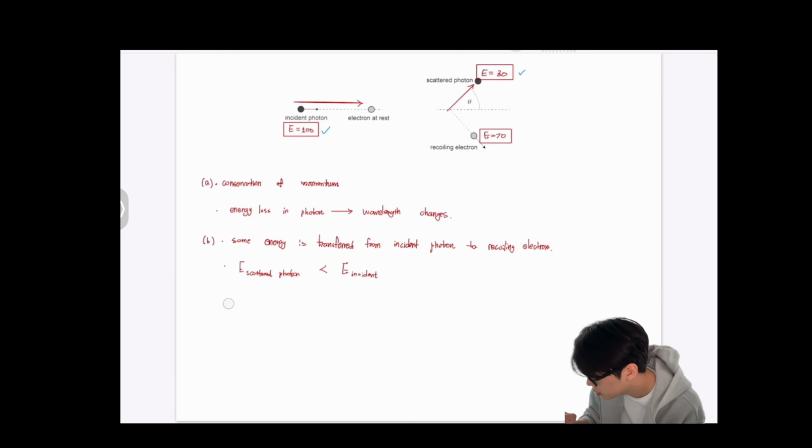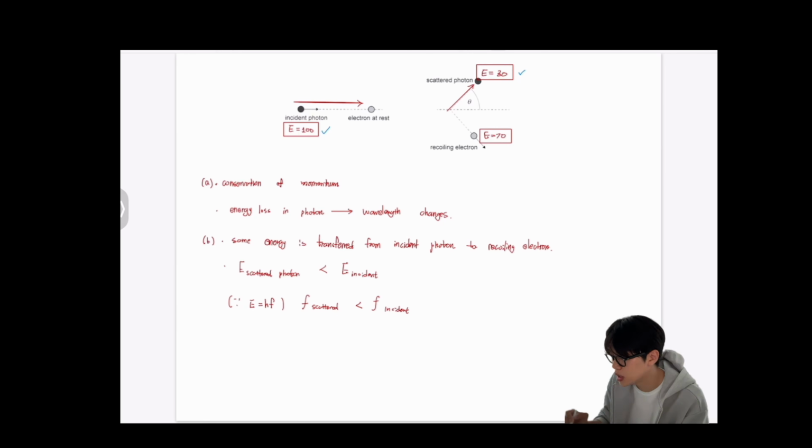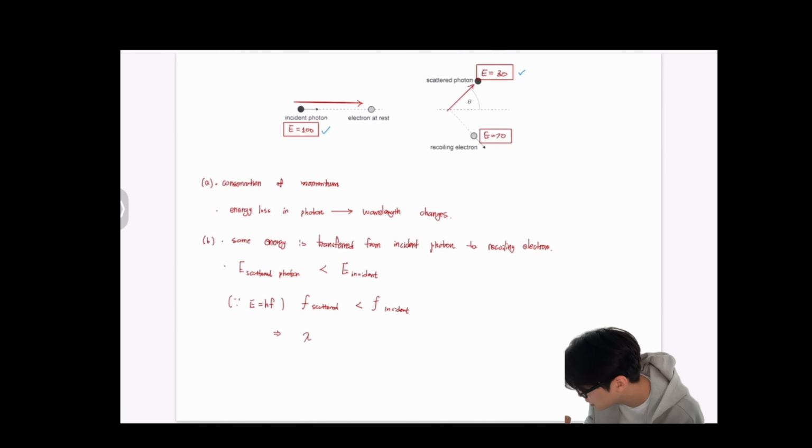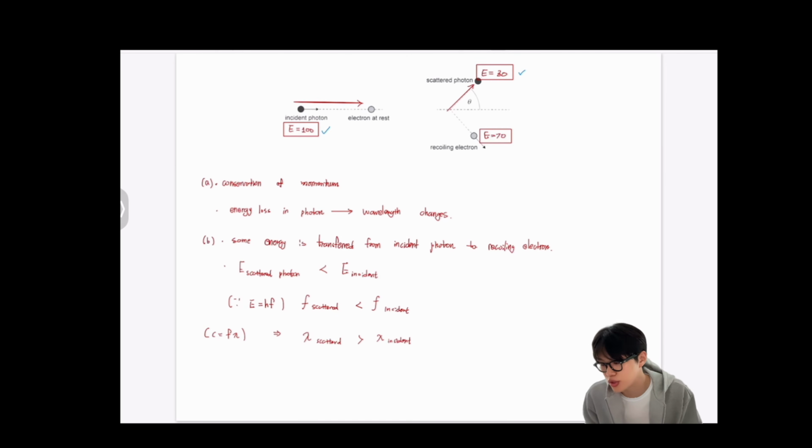And due to the equation E equals hf, the frequency of the scattered photon is less than the frequency of the incident photon, which means that finally the wavelength of the scattered photon is now greater than the wavelength of the incident photon. Why? Because we have c equals frequency times lambda, so the frequency and the wavelength are inversely proportional, right? So this is the answer for question B.